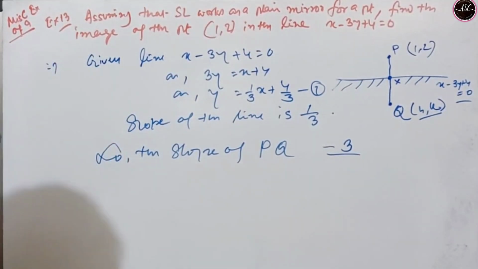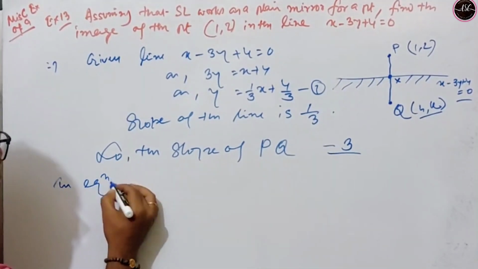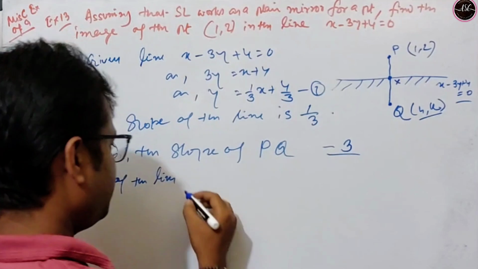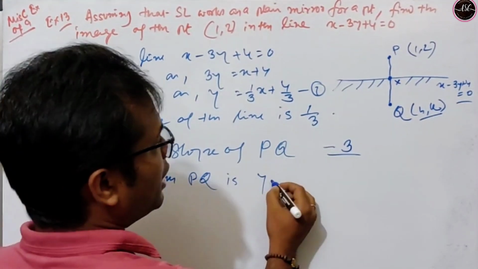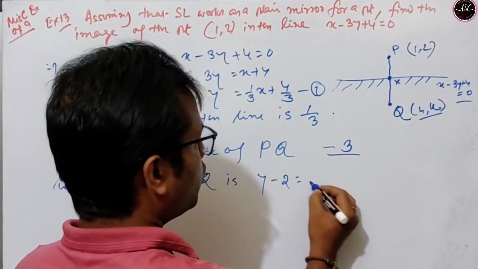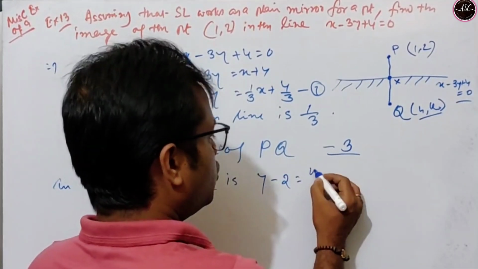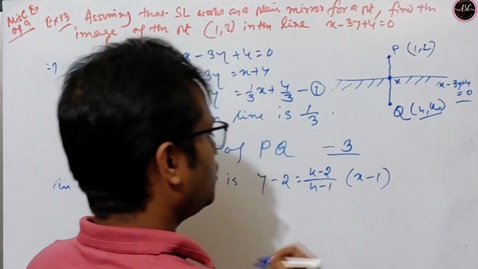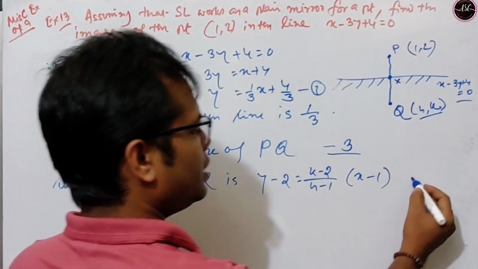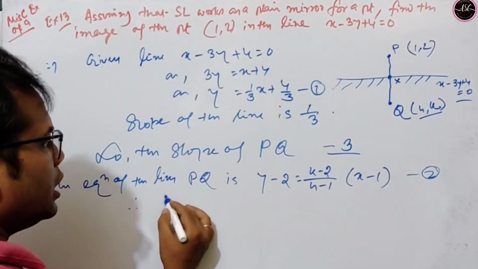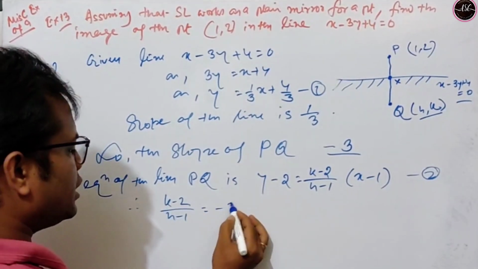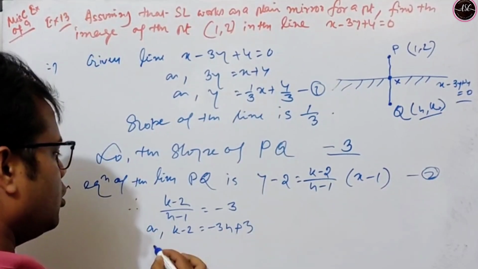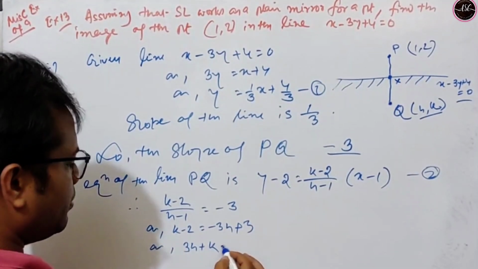So the equation of the line passing through (1, 2) and (h, k) is y minus y1, meaning 2, equal to (k minus 2) divided by (h minus 1) into (x minus 1). This is the slope of this line, this is equation 2. Therefore (k minus 2) divided by (h minus 1) equals minus 3, or k minus 2 equals minus 3h plus 3, or 3h plus k minus 5 equals 0.